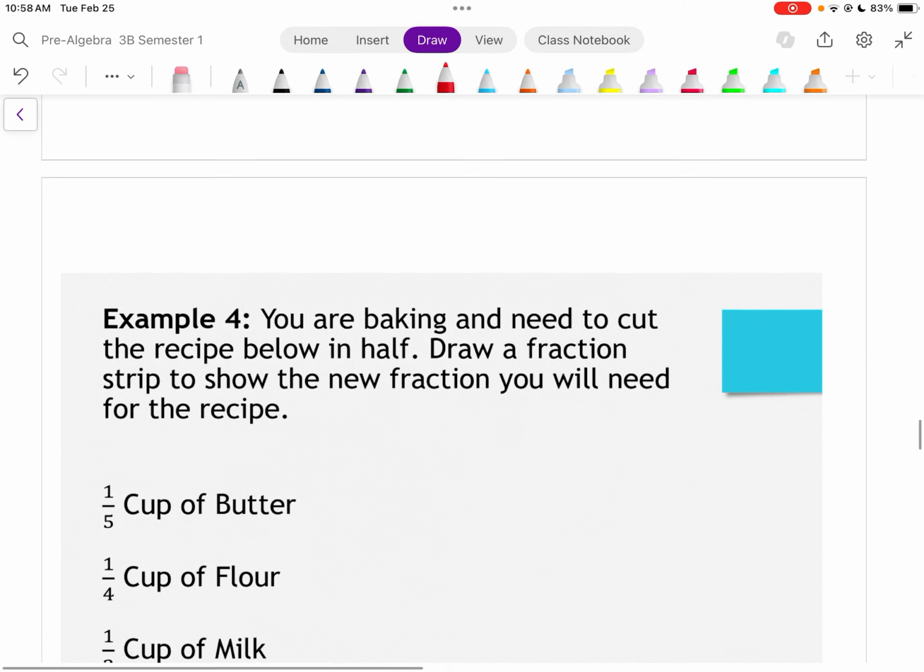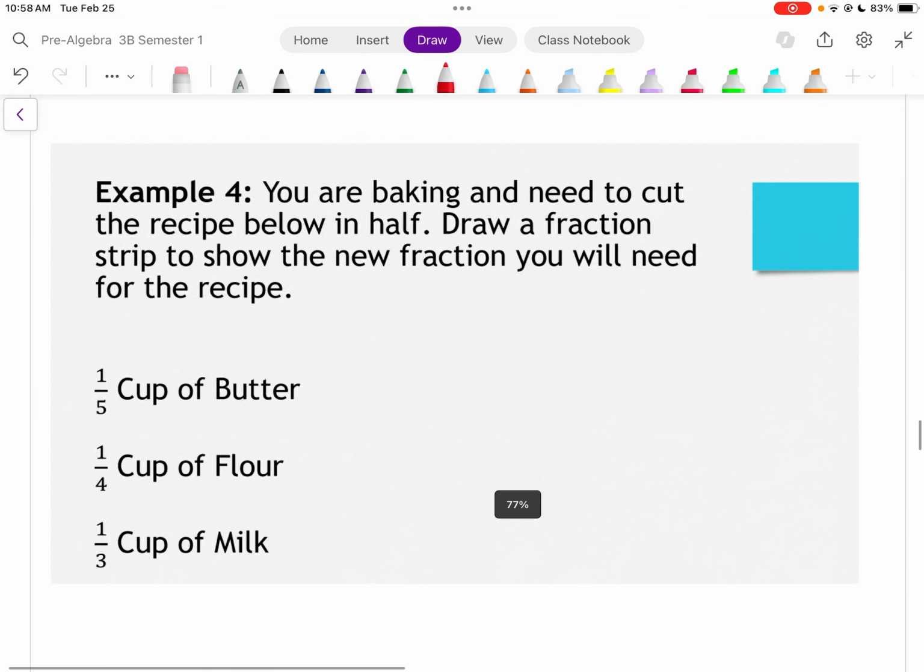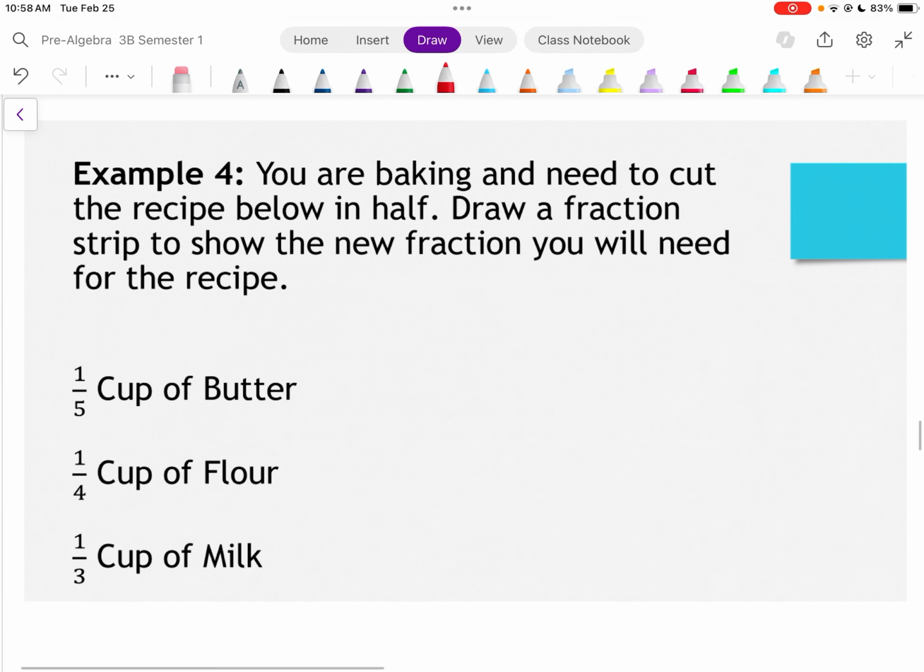Okay, so we're going to go over finding a fraction of a fraction. We're going to do the visual on this, and then we're going to go over just multiplying two fractions together. So you are baking and need to cut the recipe below in half. Draw a fraction strip to show the new fraction you will need for the recipe. So we need 1/5 a cup of butter.